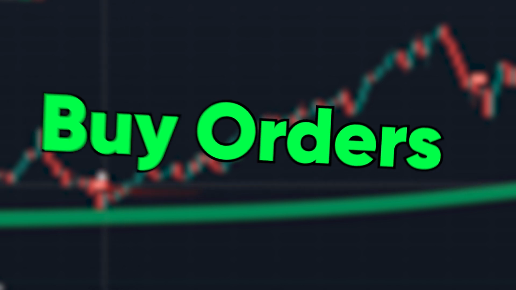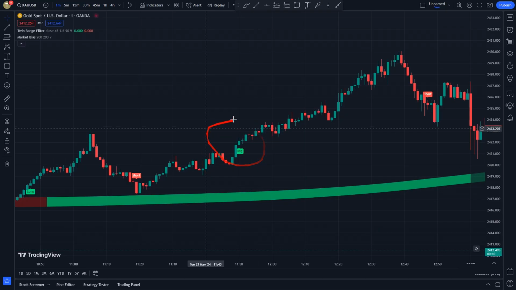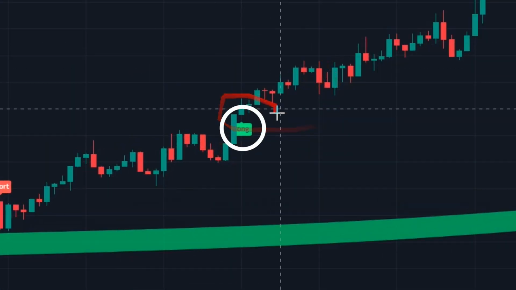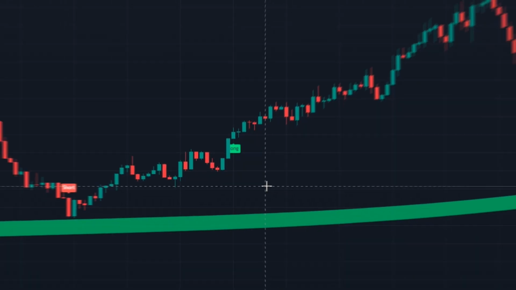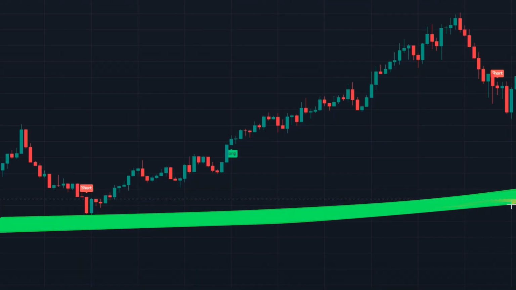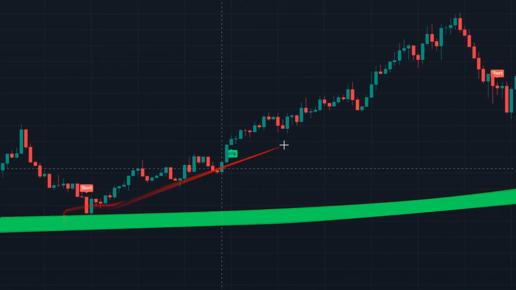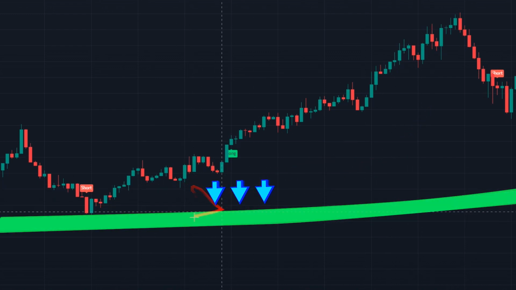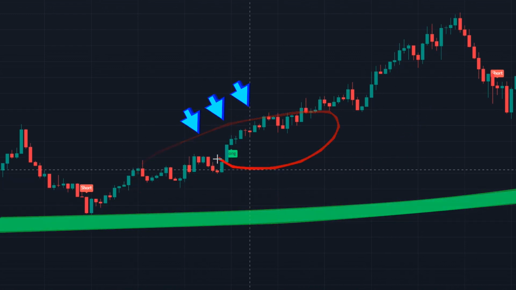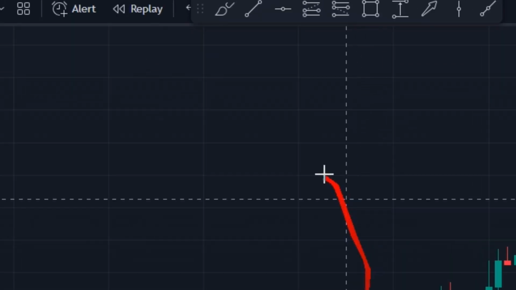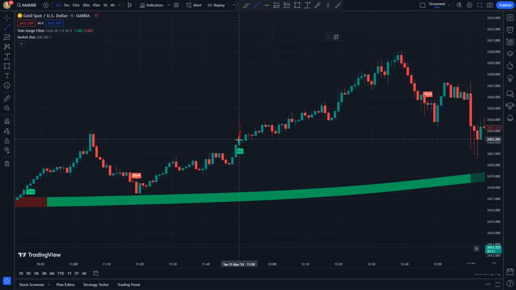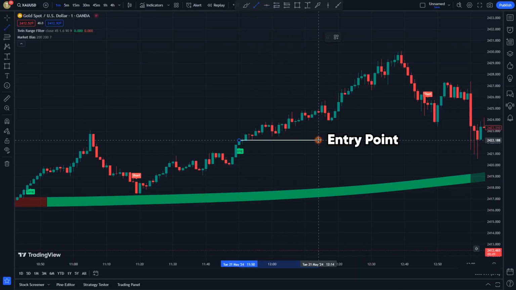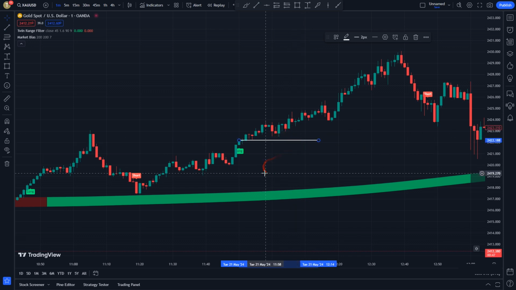Let's start with buy orders. First of all, you need to find a buy signal. Then, to confirm this buy signal, look at the market bias indicator and make sure that at this point, the indicator is green and the price candles are above this line. Once you are sure these 2 conditions are met, you have found the entry point for the trade.